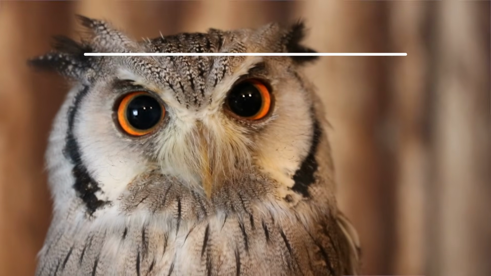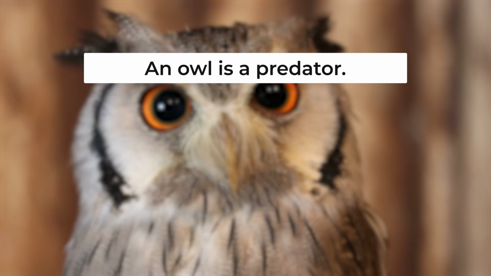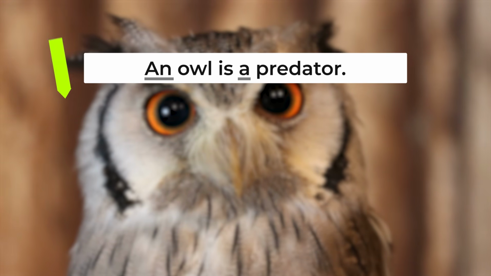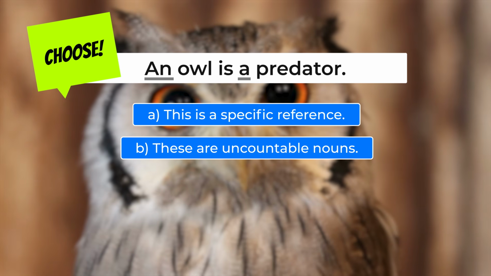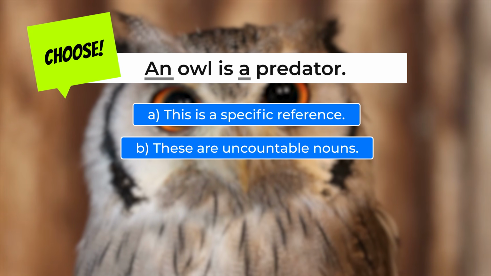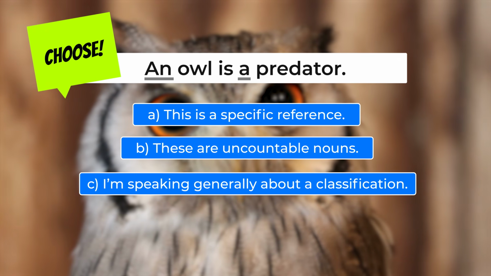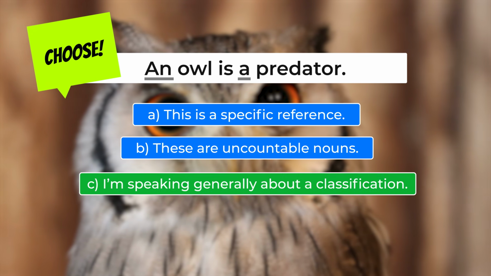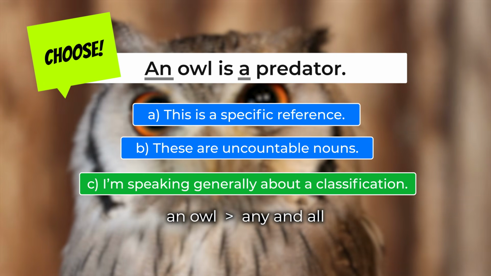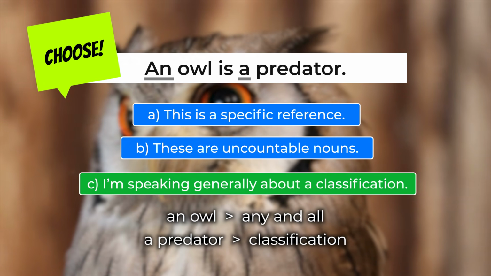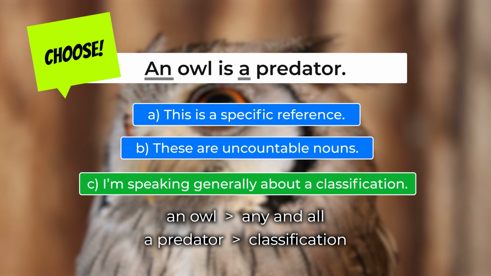When I said an owl is a predator, why am I using the indefinite articles an and a? A, this is a specific reference. B, these are uncountable nouns. C, I'm speaking generally about a classification. C, an owl means any and all owls. A predator allows me to identify or classify what kind of bird owls are.